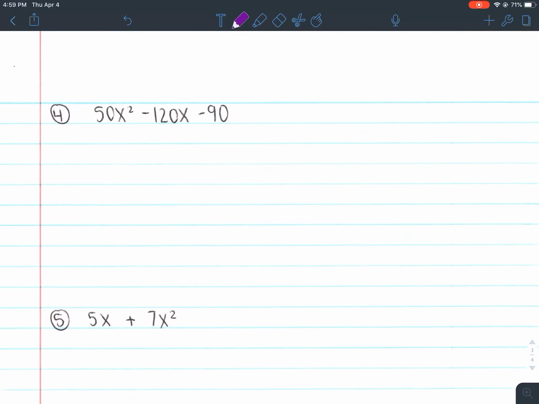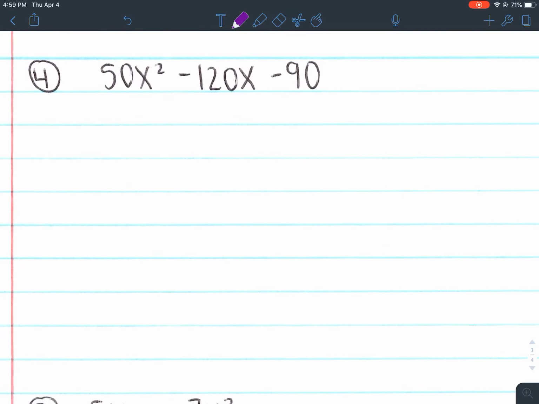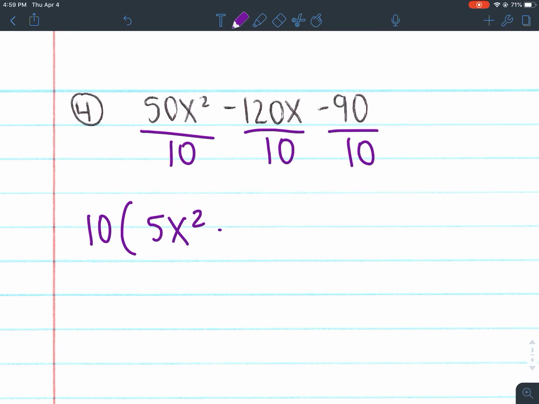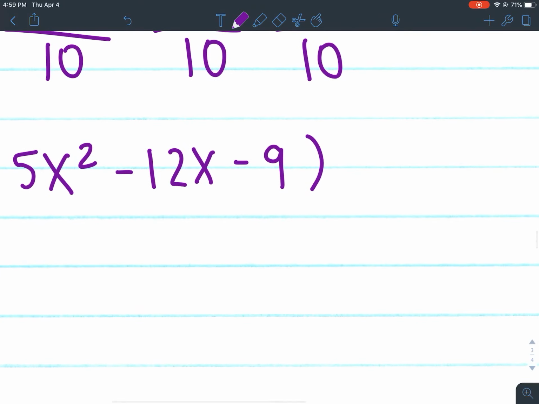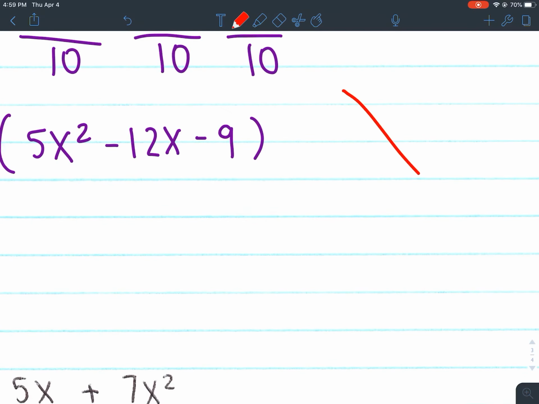All right, moving on to number 4. Again, the first thing you always check for is a GCF, and I actually do have one in this case. It's going to be 10, so I'm going to factor out a 10. Now you treat it just like you do when A is not 1. You put it on the outside, and then you factor the 10 out. And then you just pretend like that 10 isn't there while you're doing your whole process. You'll bring it back later, but for now, we're going to forget about it.